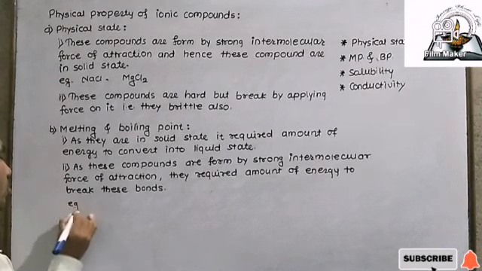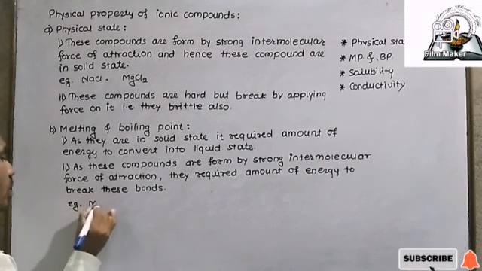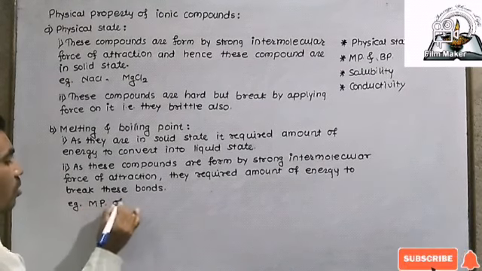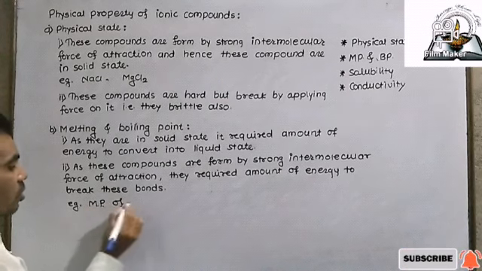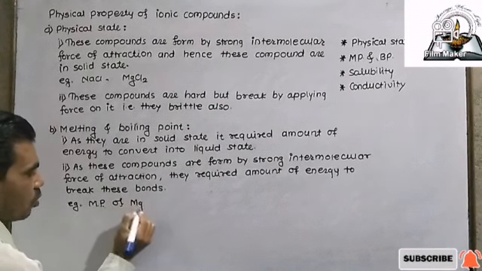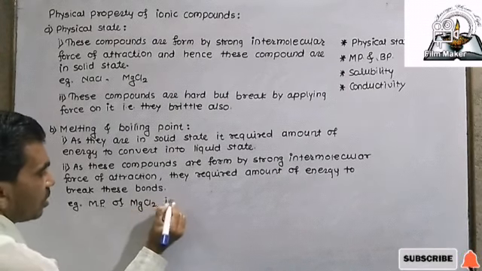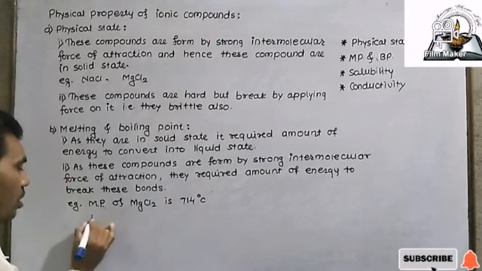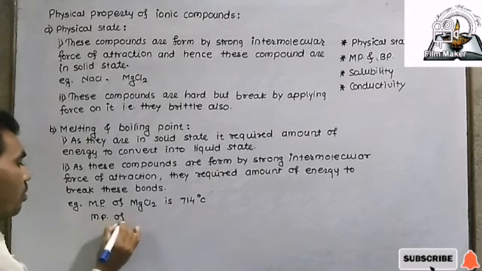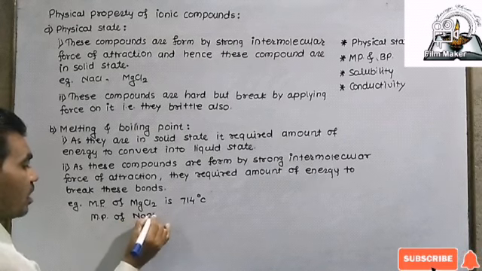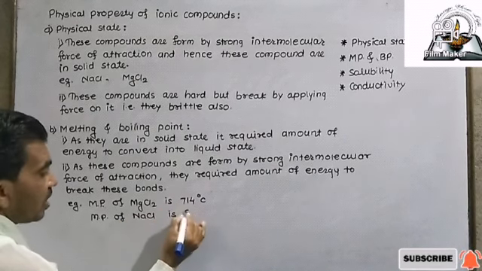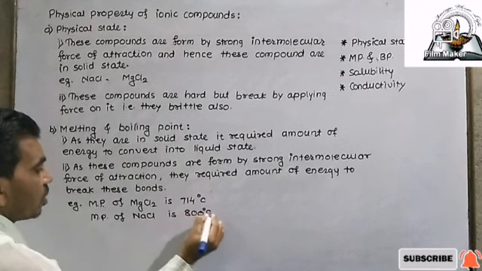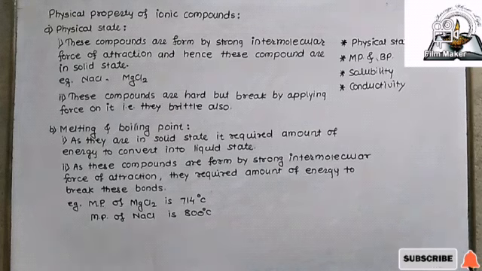For example, the melting point of MgCl2 is 714 degrees Celsius, while the melting point of solid NaCl is over 800 degrees Celsius. So this is the melting and boiling point of the ionic compound.